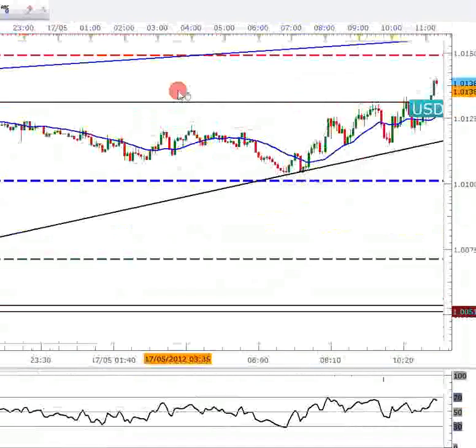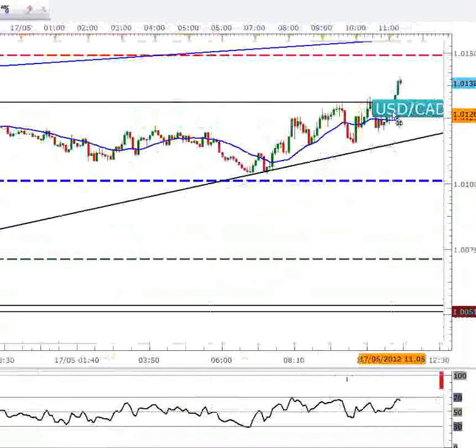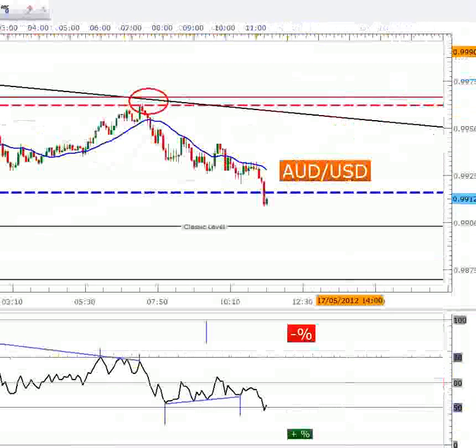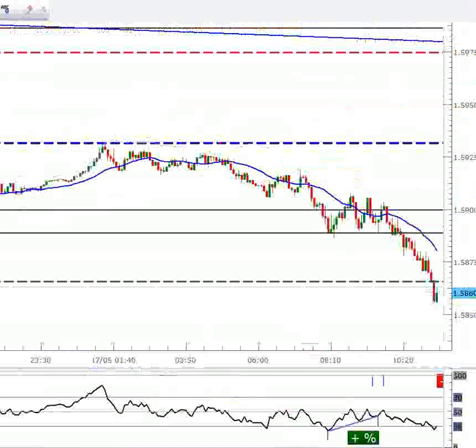US to Canada dollar, it's just breaking the Asian last night's high. Smash that. Aussie dollar is coming off with S&P. It's correlated.